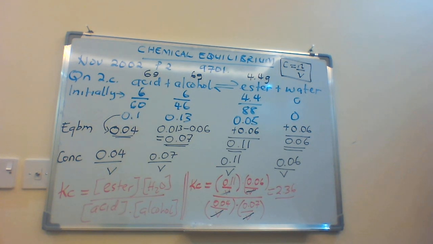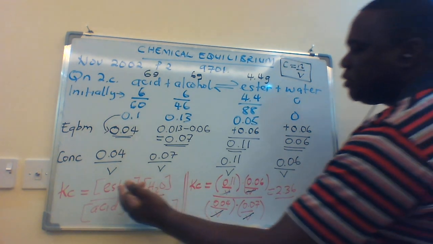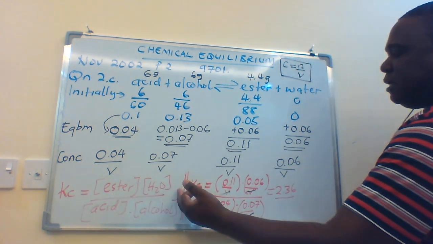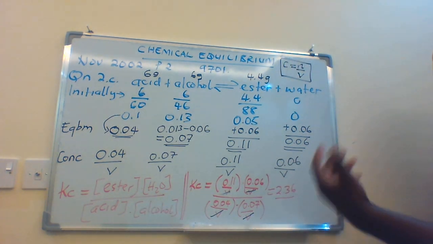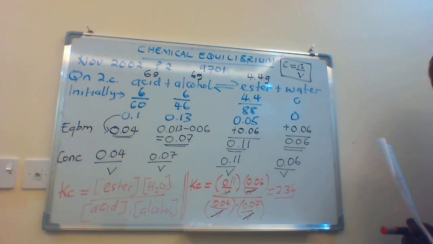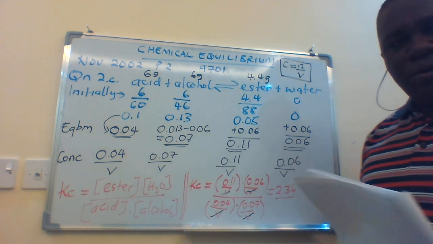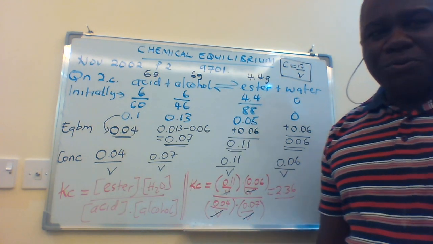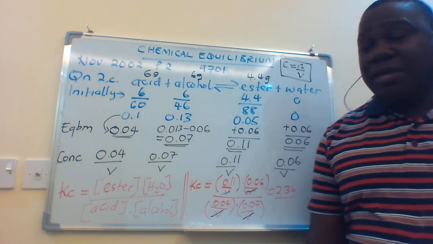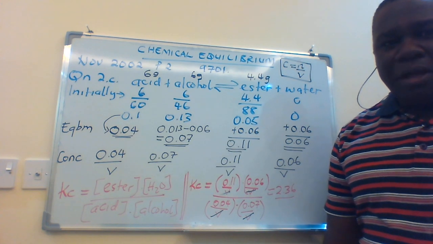Now, if you look at the units, the unit for concentration is moles per dm cubed. Moles per dm cubed multiplied by moles per dm cubed over moles per dm cubed multiplied by moles per dm cubed. That will cancel. So our Kc has no unit at all. This is how you could work out the question that came in November 2002, paper 2.